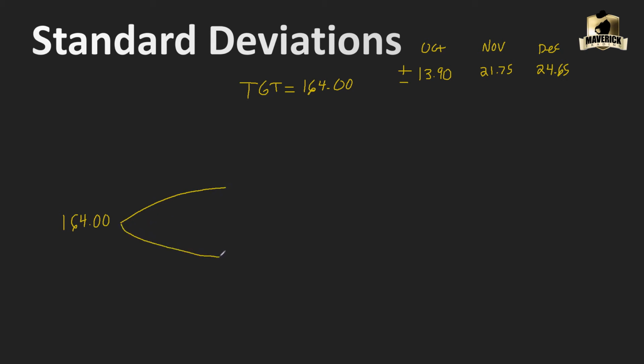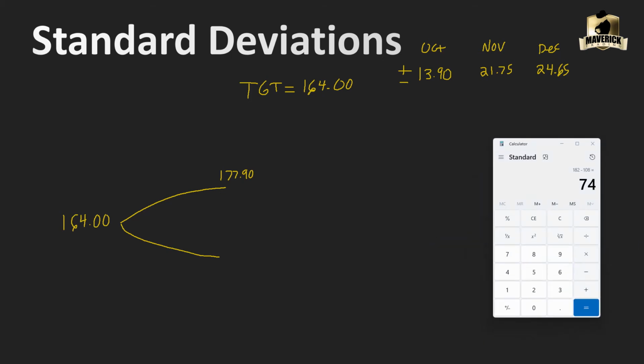Well, first we go through October. And we say, okay, 164 plus 13.90 would put us at 177.90. And let me show the calculator, and let's make sure. I'm doing this in my head, and I do screw up sometimes. So 164 plus 13.90, just to show you the numbers, 177.90. 164 minus 13.90, that's 150.10. And that's the expected range between now and October.